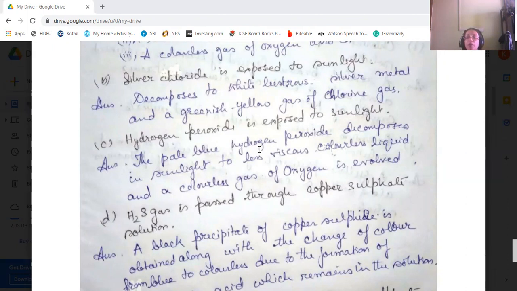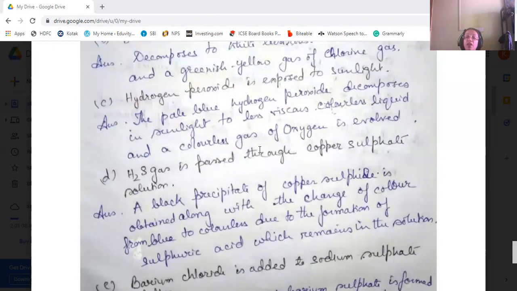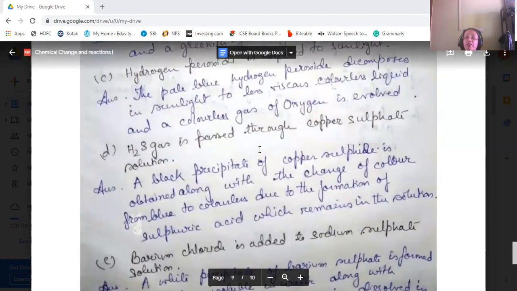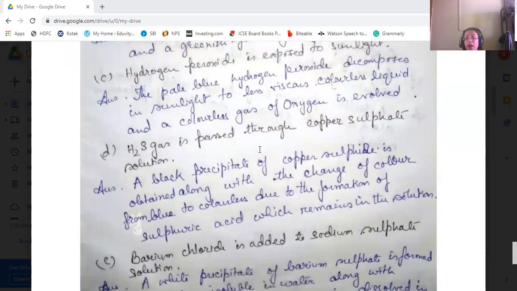Then H2S gas, when passed through copper sulfate solution, forms a black precipitate of copper sulfide. A black precipitate will be formed, and the copper sulfate color, that is blue, will change to colorless due to the formation of sulfuric acid, which remains in the solution.